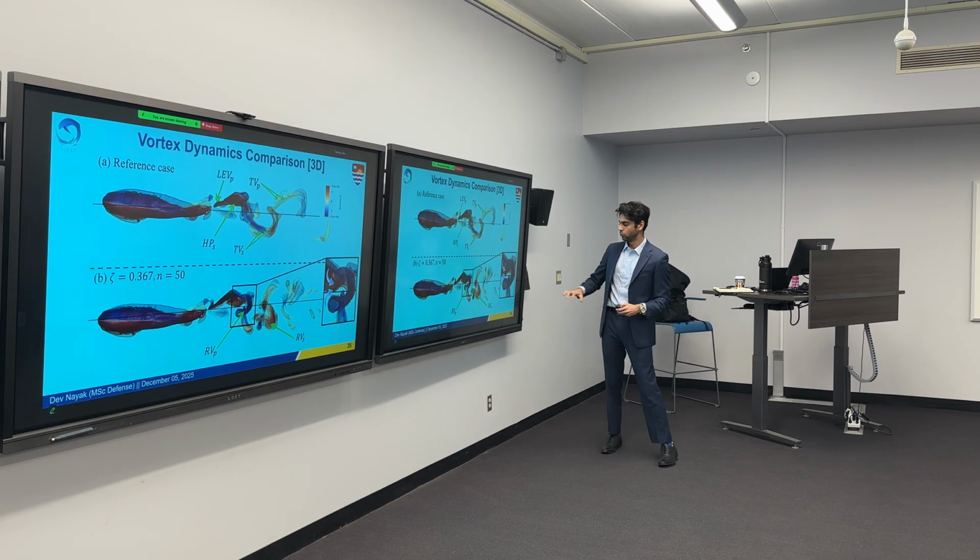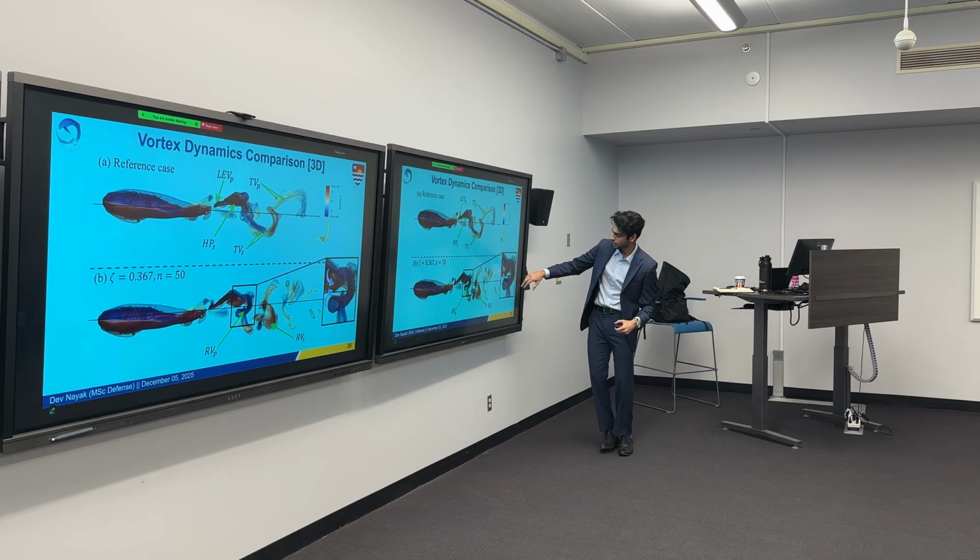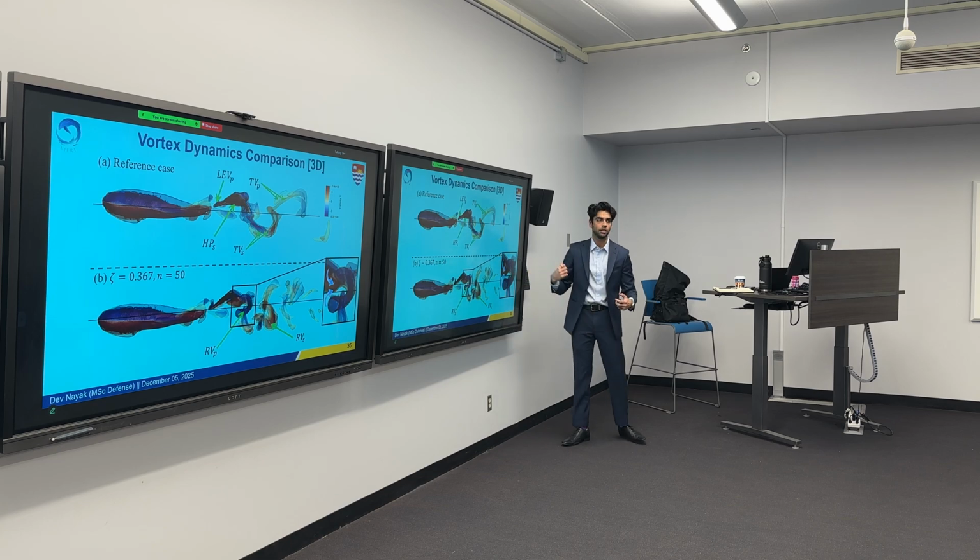And here we can look at the vortex in a much more close-up view, and this creates an inward jet-like effect in the streamwise direction.